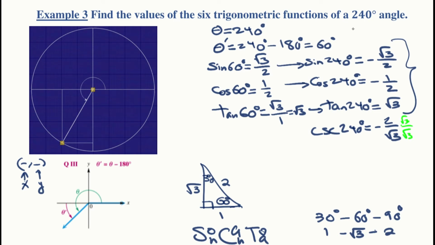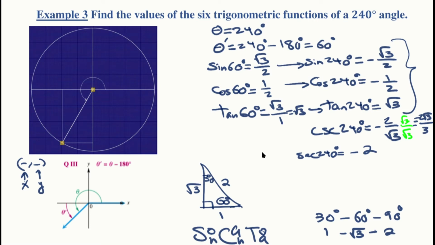So we end up with negative 2 radical 3 over 3. Okay? When it comes to, let me start a little further this way. Secant of 240, that's going to be the reciprocal of this. The reciprocal of negative 1/2 is, of course, just negative 2.